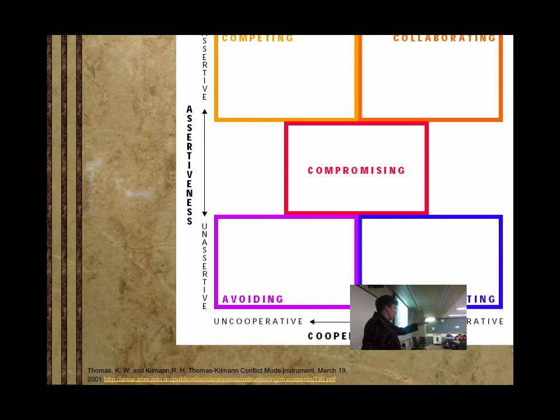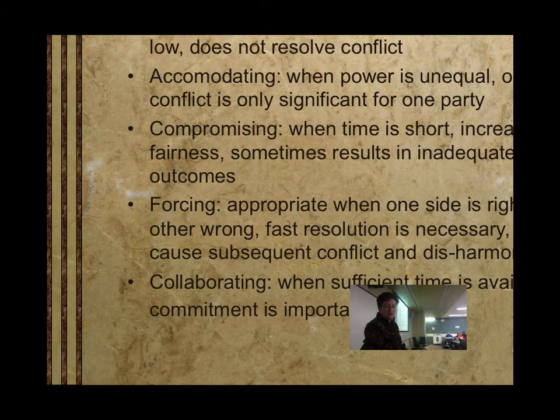If you have all the power and I have none, I'm going to accommodate you. I'm going to do as you say and let you. I can't be assertive because you have the power. Accommodating works for some things. When it only matters to one person but it doesn't matter to the other, you let them have their way. Why fight over something if you don't care about it?